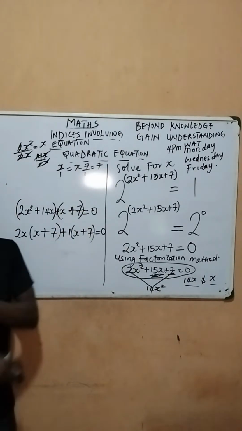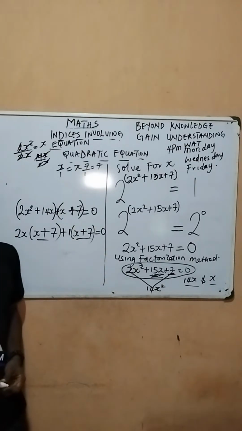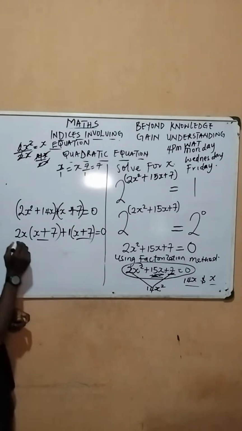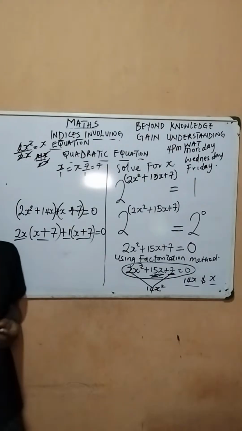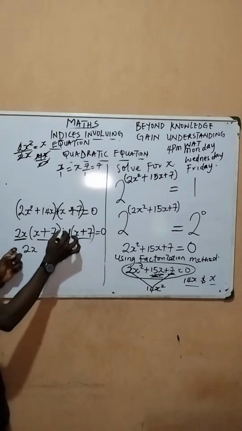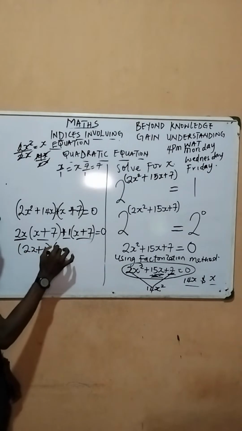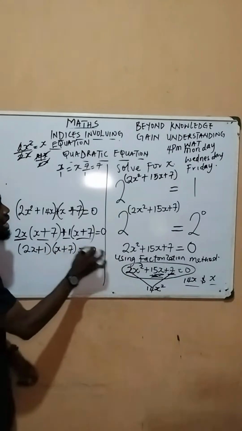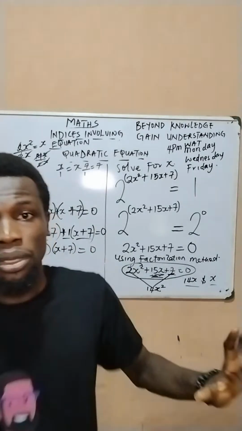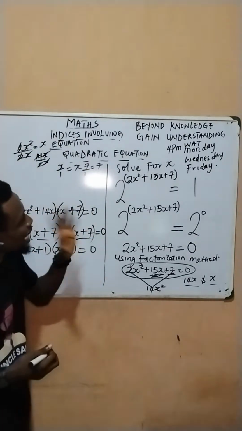So now that we've gotten to this extent, you see that this is the same as this. So we're just going to pick one of it. And then these things that we factored out, we'll put inside a separate bracket. So this becomes 2x, which is this, plus our 1. We'll put it inside the bracket, then open another bracket and put my x plus 7. Everything equals 0. This is simply what the factorization method is all about. But we're not done because the question says we should find what?